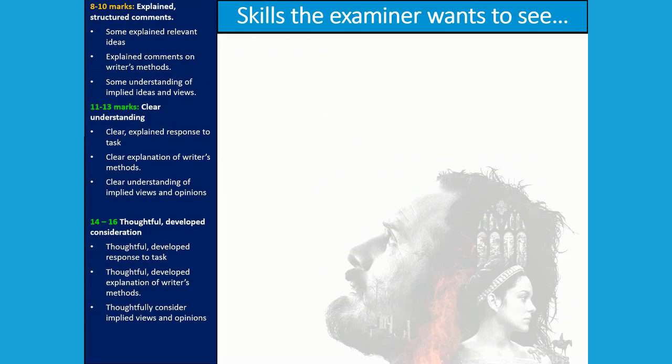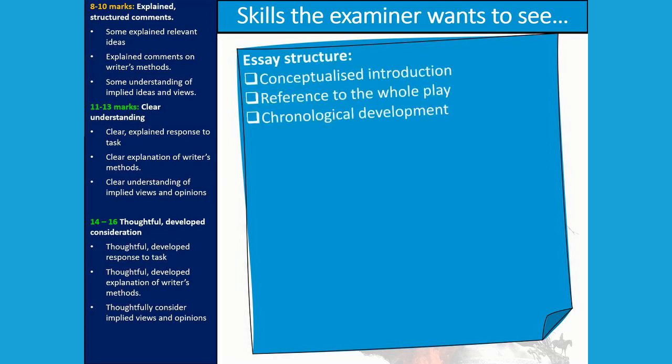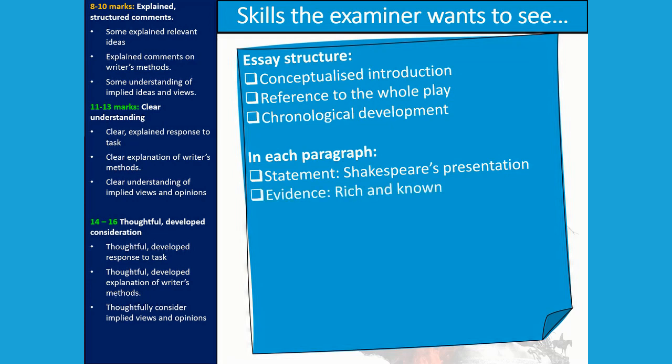So, in summation, really, what you are looking for in your Macbeth exam, you want a nice conceptualised introduction, you want to refer to the whole play, and you want to show the chronological development. You do all of that through the timeline plan, and I can't stress how powerful and useful that is as a tool to make sure you hit all the things the examiner wants you to. And then, in every paragraph, state Shakespeare's presentation of our theme or character at that point, with evidence.